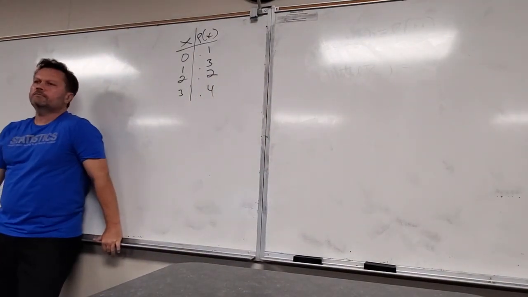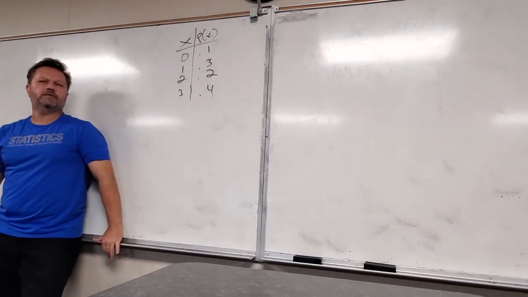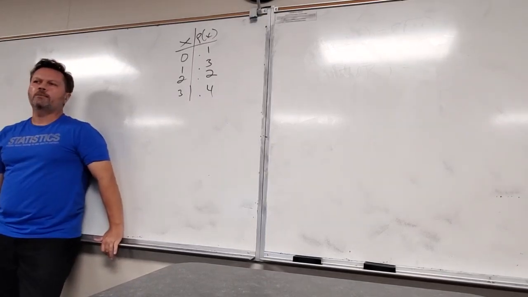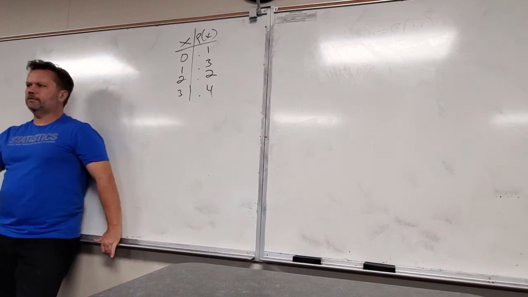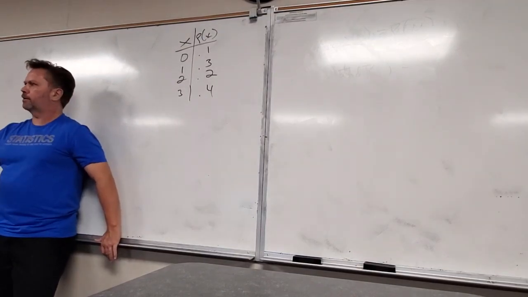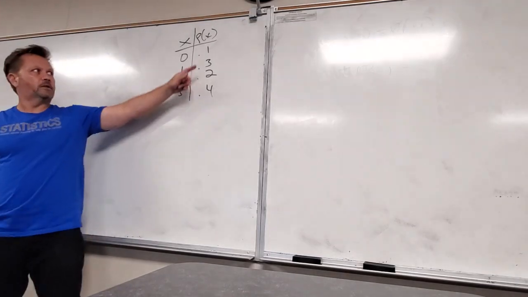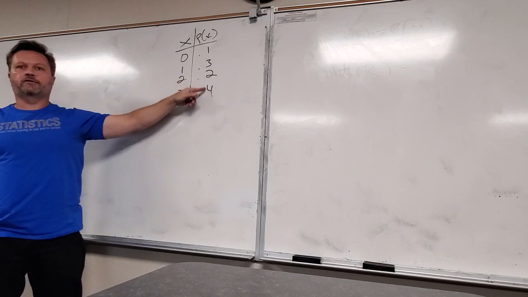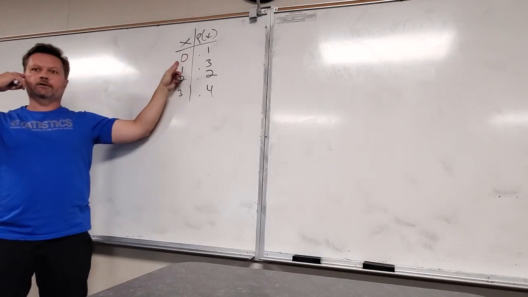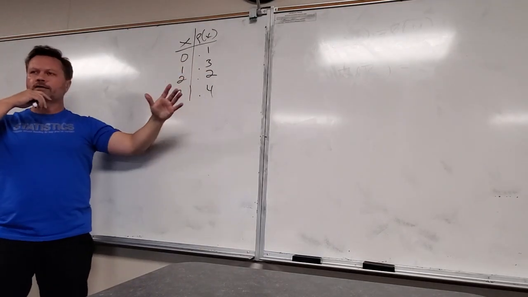Can anyone tell me what this means? Like, how much of my data is zero? What percentage of my data are zeros? 10%, right? You guys see that? So this is sort of like a relative frequency. 1 out of 10 is zeros. 3 out of 10 is ones. You guys see that?